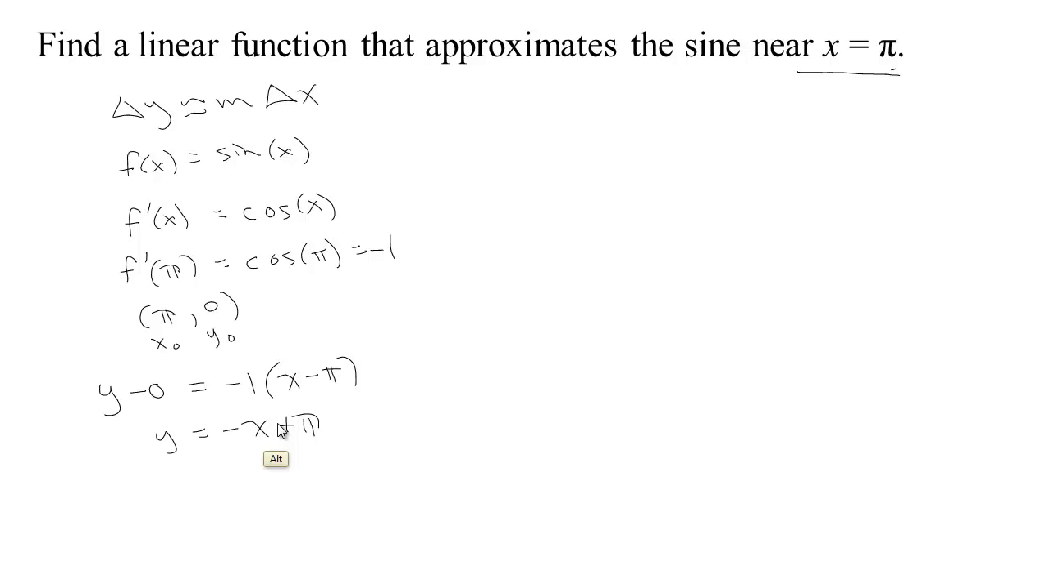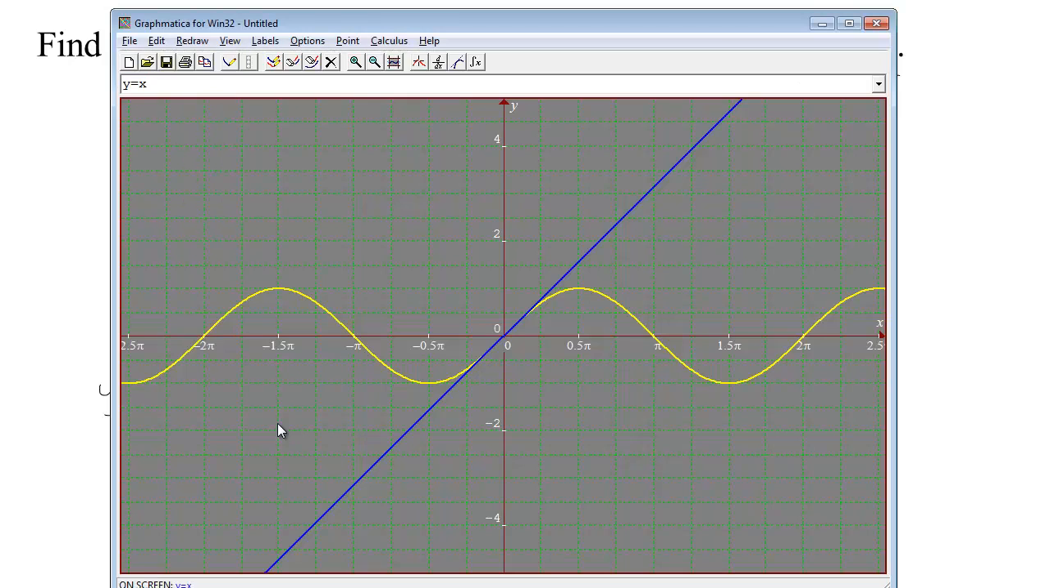Let's graph that one too, so you can see the relationship here. This time we got -x plus pi, so I'll put that in. And you can see we get a different line. Now this line isn't very good when x is near 0, but it's really good when x is near pi. So we've got a linearization that works well near the value of pi, as long as we don't go too far to the left or right of pi. The pink line is a great approximation for the yellow line.